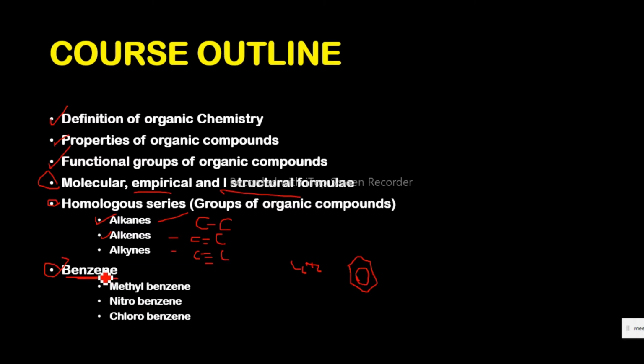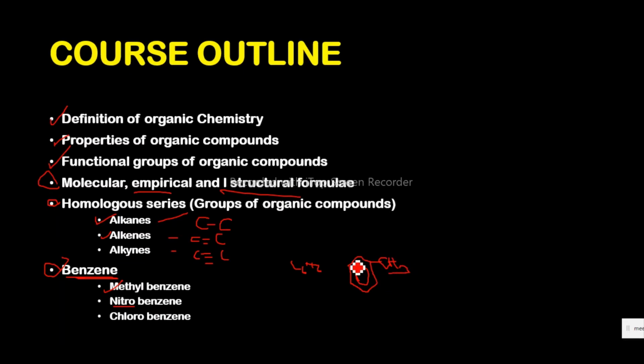Then, after benzene, we shall go ahead and talk about methyl benzene. Here we just add, sorry, a CH3. So, methyl, it is CH3. So, methyl benzene, we shall talk about it and see how it is. Then we shall talk about nitrobenzene. So here we just add a nitro group.